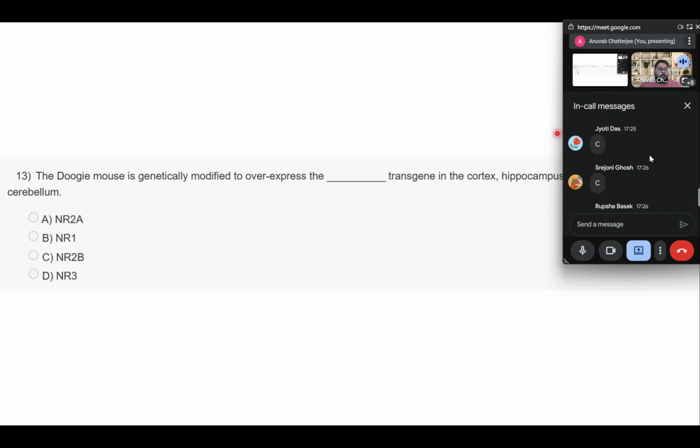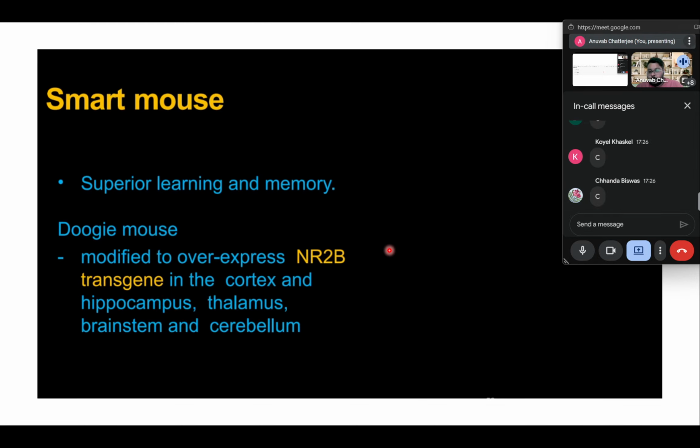We have different answers coming in: Jyoti, Srijani, Rupta, Devadita, Koel, and Chanda. Also, it is C in our 2B.